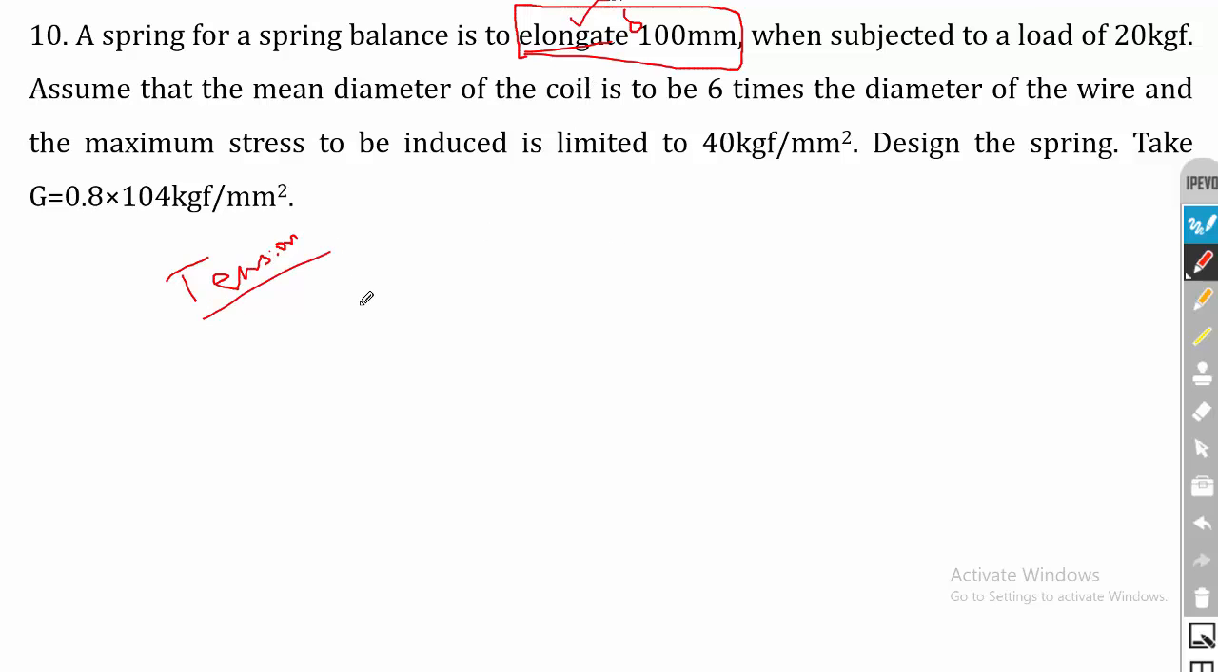So here the spring is a helical tension spring when subjected to a load of 20 kgf. It is given in kgf. You can convert it into Newton by multiplying by 9.81. Assume that the mean diameter of the coil is to be 6 times the diameter of the wire. The meaning is capital D is equal to 6 times the wire diameter. So C is equal to D by d, you will get 6. The maximum stress to be induced is limited to 40 kgf per mm square. So tau is equal to 40 into 9.81 Newton per mm square.